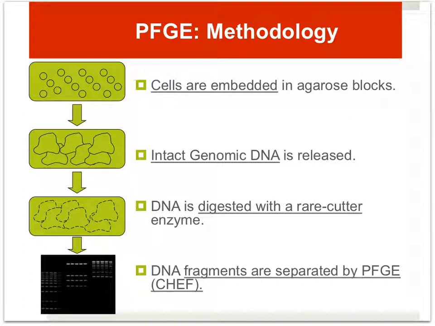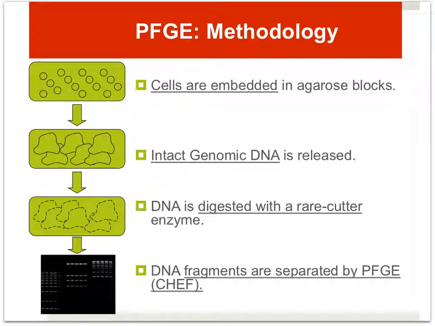Let us know how we do it. Simply, the methodology in a very simple way. The cells are embedded in agarose blocks. So this is one of the unique methods, as I mentioned to you yesterday, that you don't have to extract DNA. No DNA extraction. Fresh bacterial cells or fungal cells, whatever you use, not for virus. Viruses are too small to use PFGE. No need to use PFGE for virus. But fresh, pure isolates are embedded in agarose blocks directly.